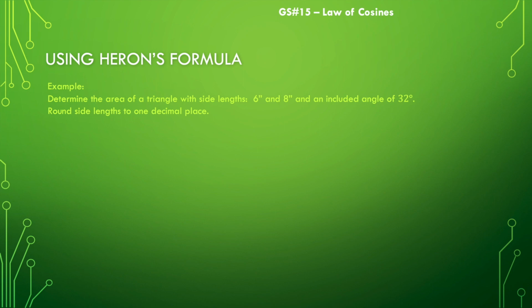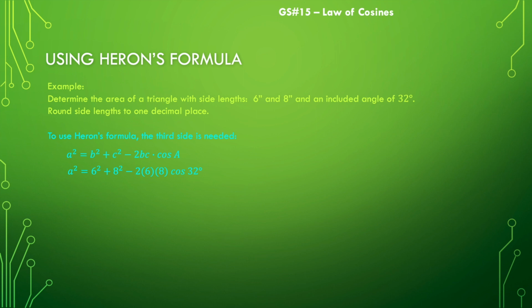All right, for the next example, we are given a triangle that has side lengths of 6 inches and 8 inches, and we know that the included angle is 32 degrees. Now, to use Heron's formula, of course, we're going to need the third side. By using the law of cosines, we can determine that third side. We'll substitute what we know as b and c and angle A, and then solve for side a as the missing side length.